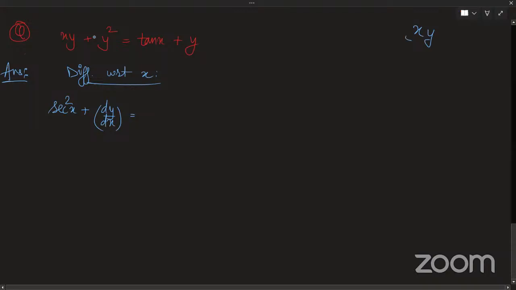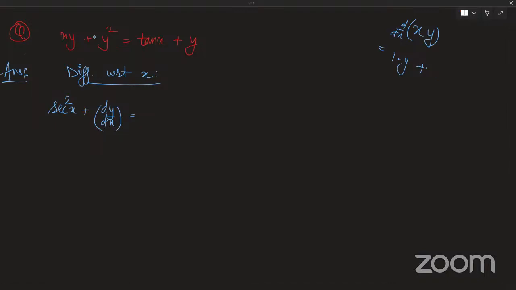So how do you differentiate two functions that are in multiplication? Again, you do the same thing. You keep the first function intact, the second differentiate, and then the other way around. So you differentiate the first function first. The derivative of x is 1. So 1 into y plus x into, tell me, dy by what will be dx? dy by dx.